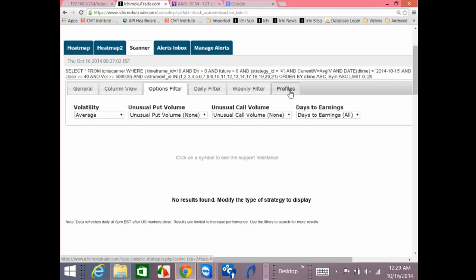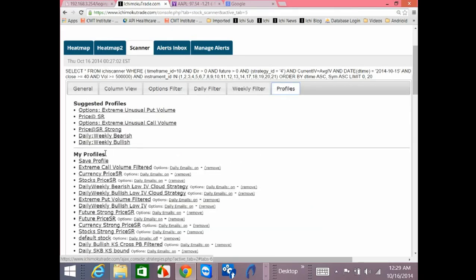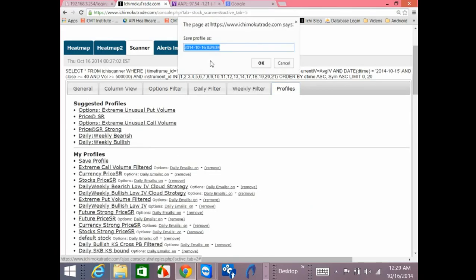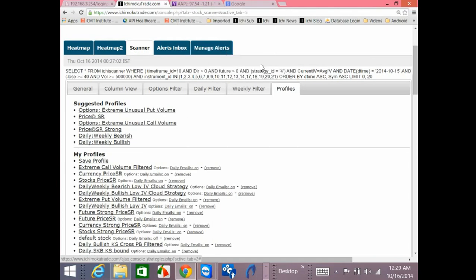However, I'm going to come to the profile. I'm going to save, and I want to save this profile. What do you want to call it? Australia, cloud, daily cloud, average IV. Click OK.